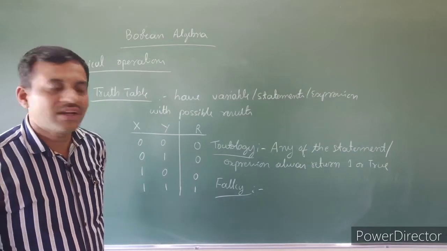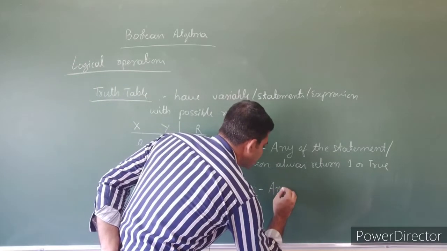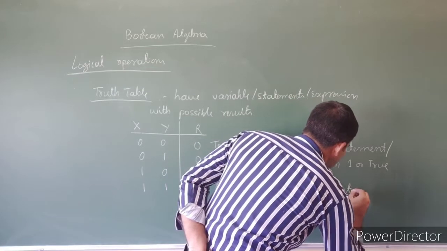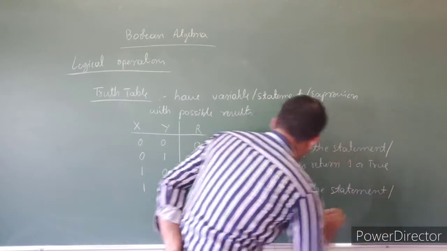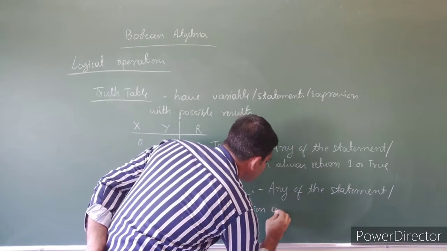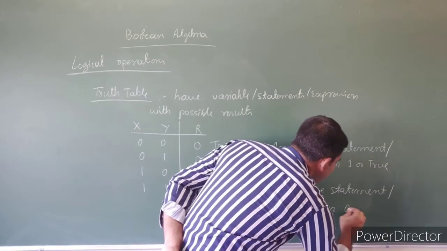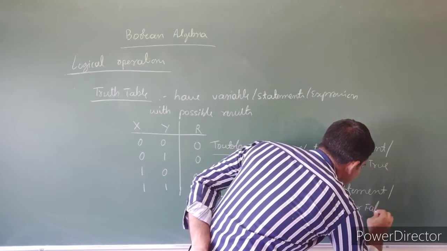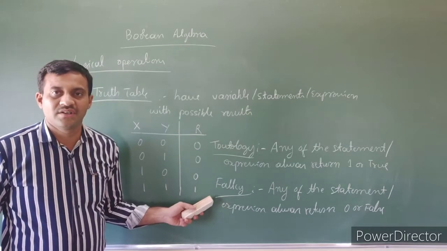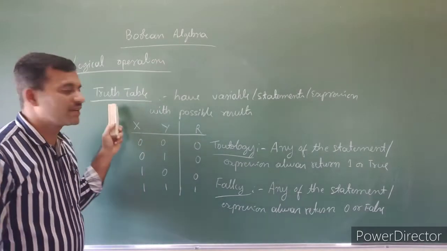Then one more is falsy, F-A-L-S-Y. Here falsy means any statement or expression always returns or gives zero or false. Always gives zero or false. That is called falsy. What we discussed here: before going to logical operations, we must know what a truth table is.